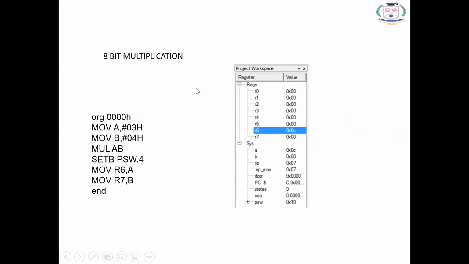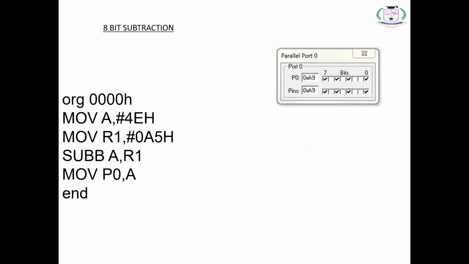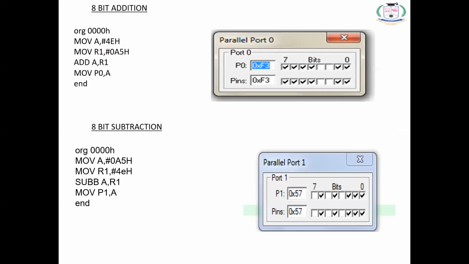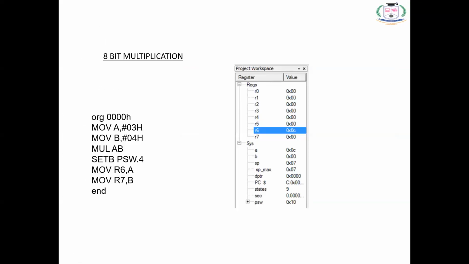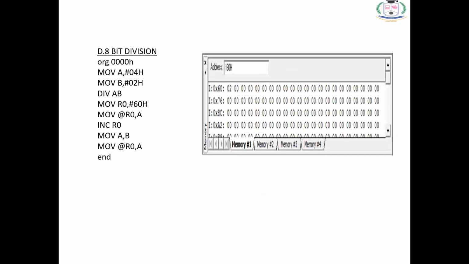So here we have to store the data in internal memory. In the previous programs I stored my result first in port 0, then in port 1, and then in the bank. I concentrated on the bank, not registers. Next I have to concentrate on internal memory. Now MOV A,#04. What is my A value? 4. What is my B value? 2. DIV AB.